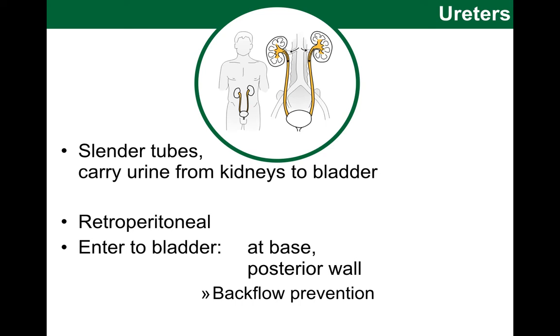In terms of the position of the ureters, these are retroperitoneal, so behind the peritoneum. And once they reach the urinary bladder, they enter it through the base, at the posterior wall. I have mentioned that they are there preventing backflow of urine as one of their important jobs. This is possible through a mechanism where, when the bladder pressure increases, the distal ends of the ureters close here.